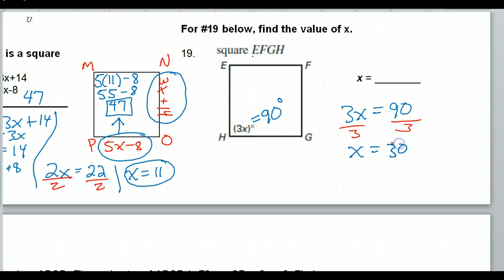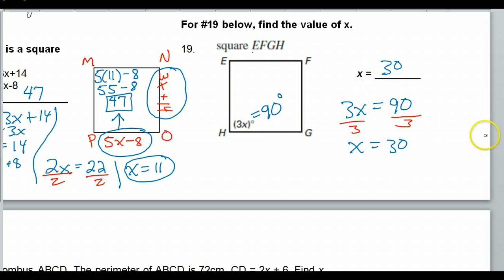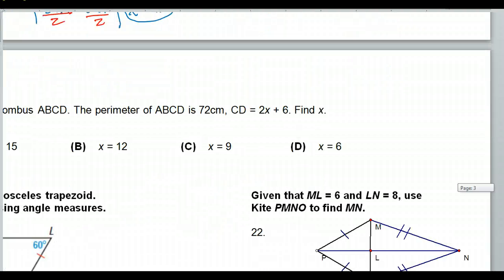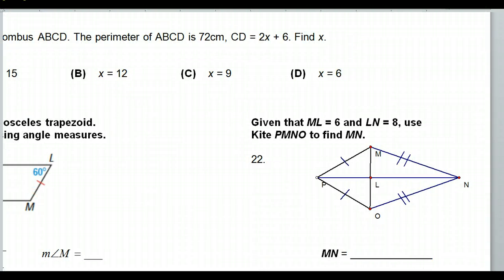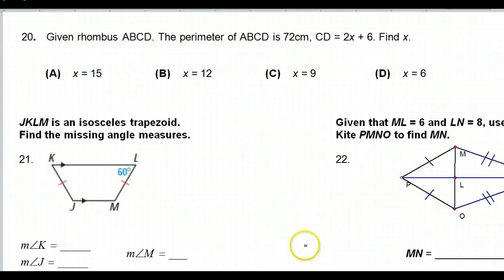X is equal to 30. Alright, so there's that. What's next? Bring it on.